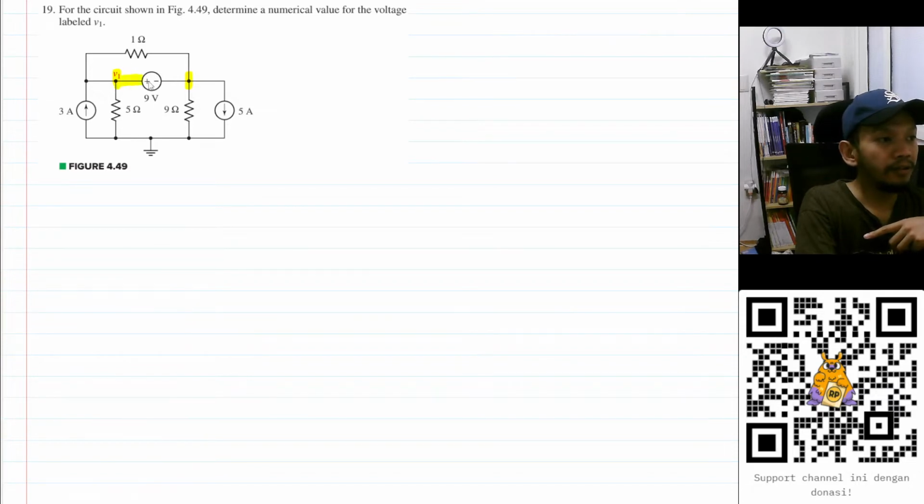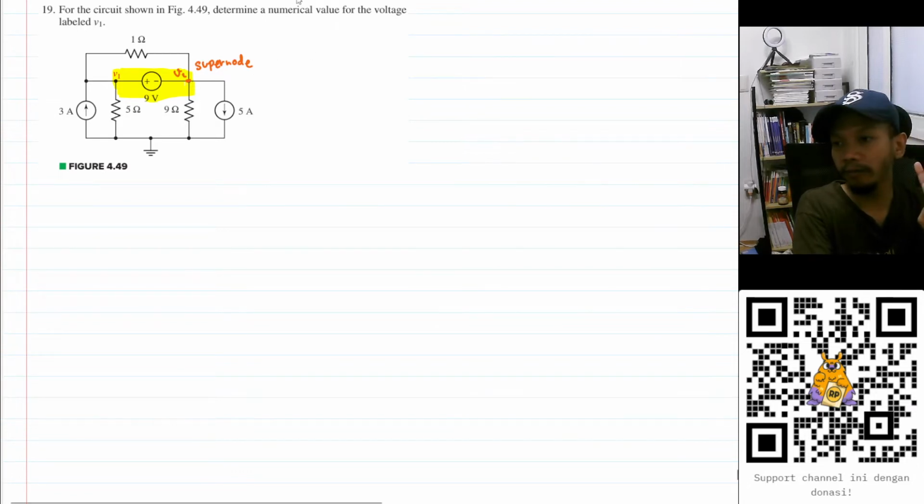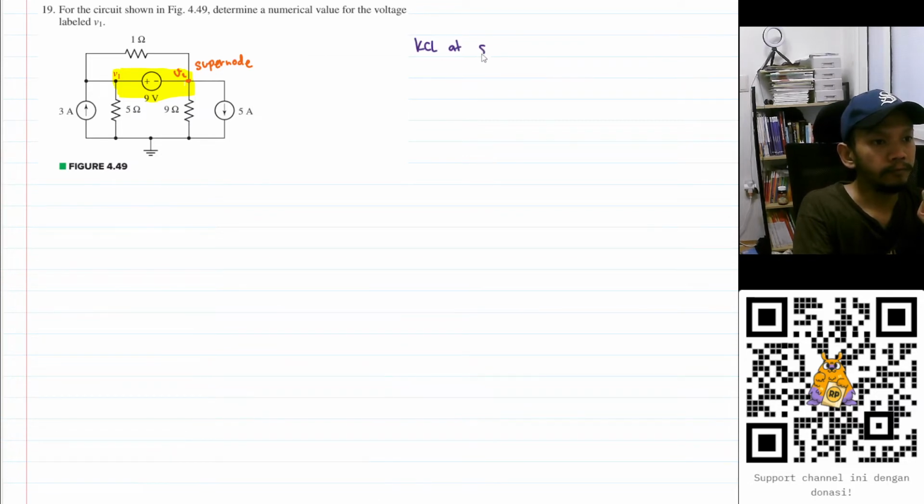Let's just assume that this voltage source is a very big node, that we call a supernode. Okay, let's label this as our supernode. And as usual, maybe let's label this specific node as V2. So let's do KCL at the supernode.